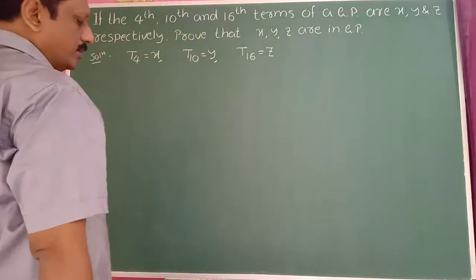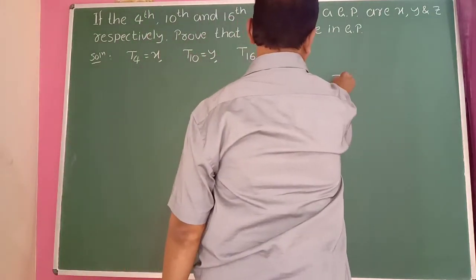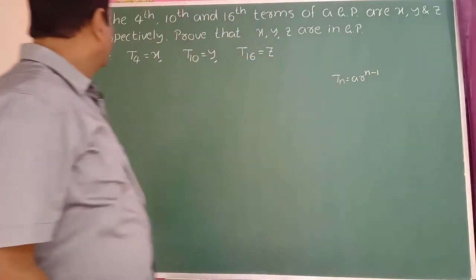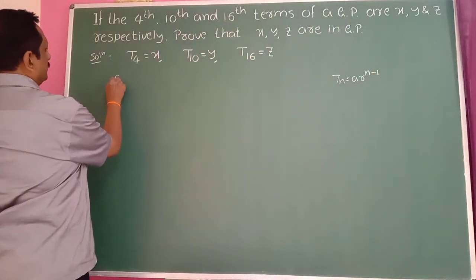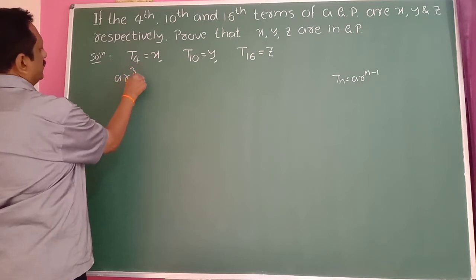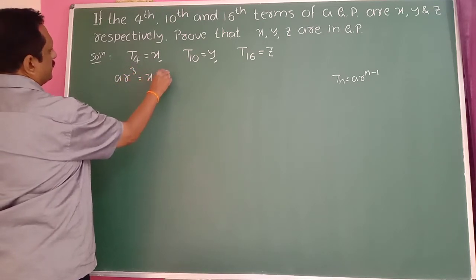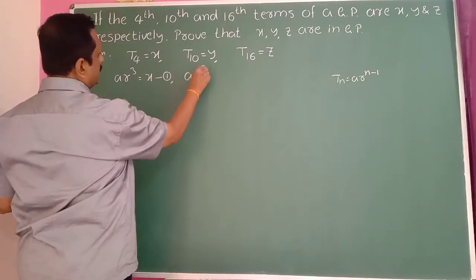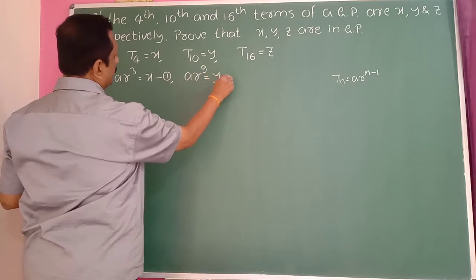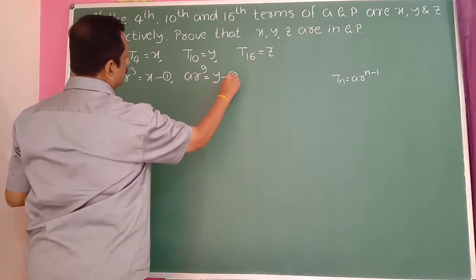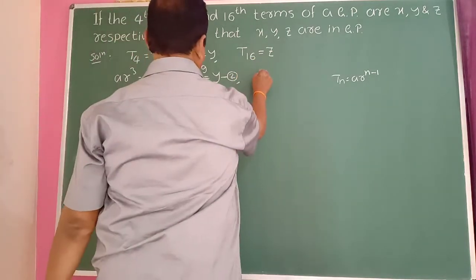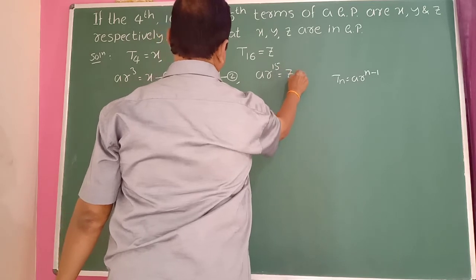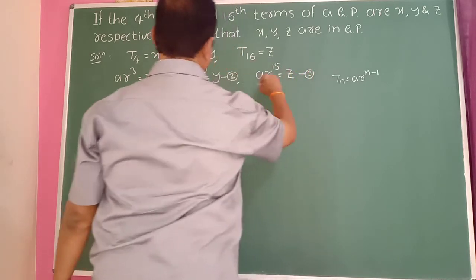You know the formula: the nth term of a GP is Tn equal to A R raised to n minus 1. So T4 is A into R cube is equal to x. Take this as equation number 1. T10 is A R raised to 9 is equal to y. Take this as equation number 2. And T16 here, A into R raised to 15 is equal to z. Take this as equation number 3.